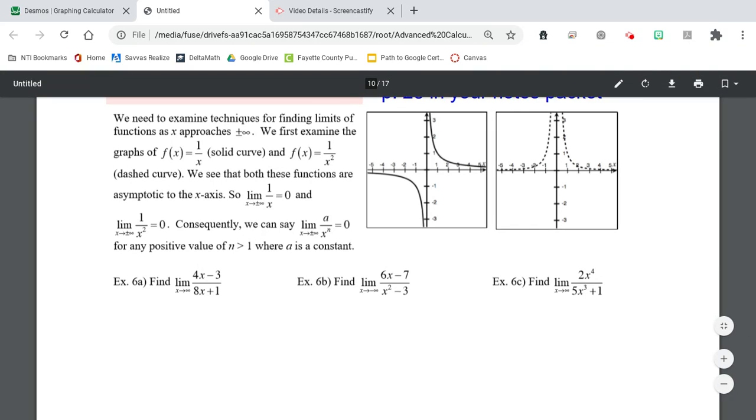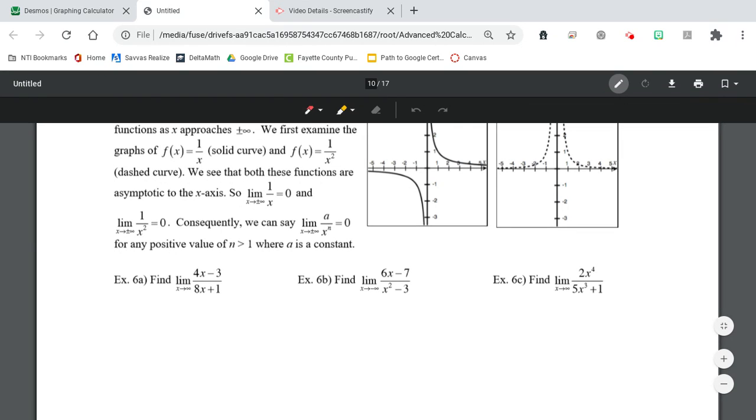So let's evaluate this limit. On number 6, I'm looking for the answer to the problem. What is the limit as x approaches infinity of 4x minus 3 over 8x plus 1? Well, if I think about the equation y equals 4x minus 3 over 8x plus 1, and I want to know where the horizontal asymptote is, well, I know that the degrees are the same. So there's a horizontal asymptote at y equals 4/8, which is 1/2.